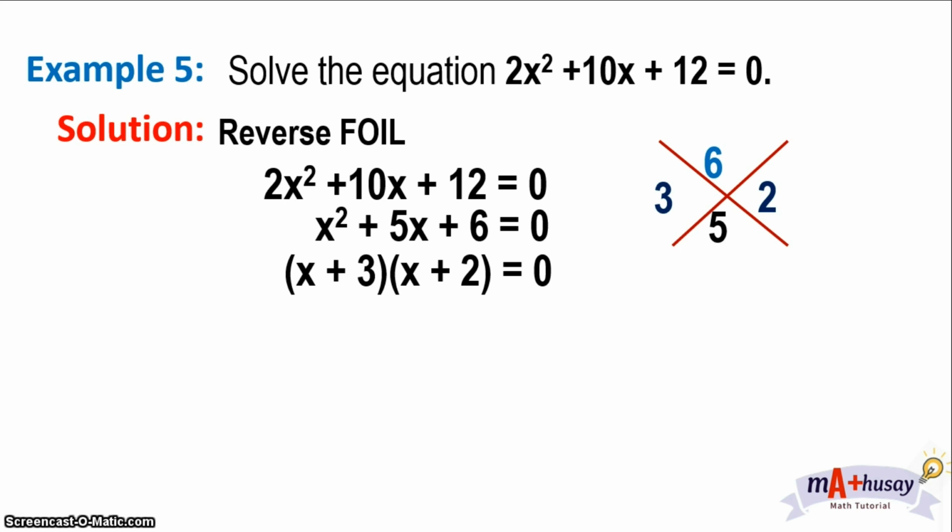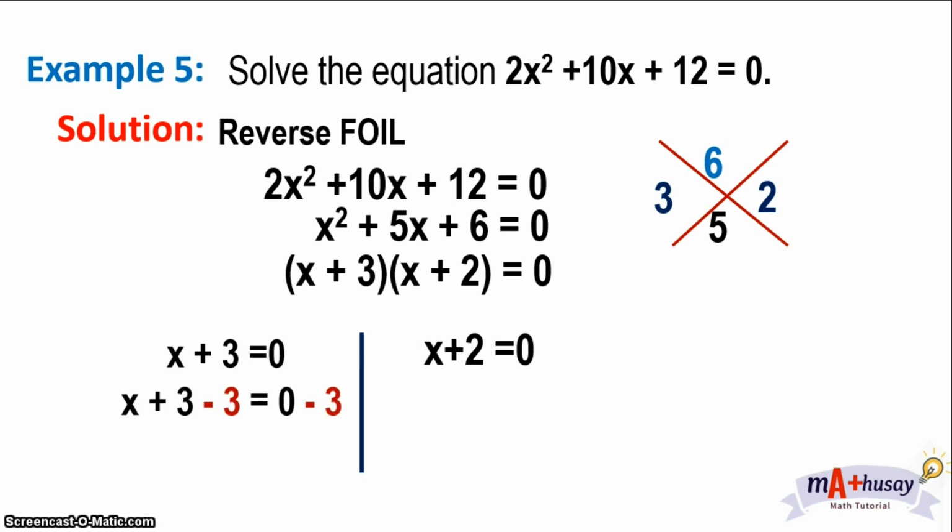Now, this time, dahil factored form na siya, we can find the values of x. Now, we have two equations. x plus 3 equals 0. Ang isa naman ay x plus 2 equals 0.